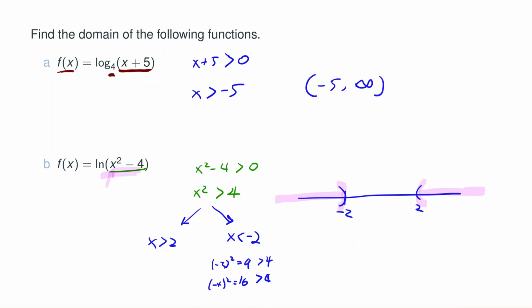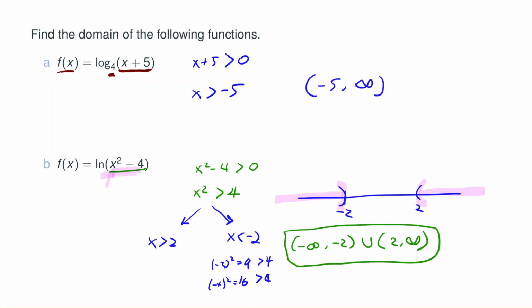So let's write the domain in interval notation. Negative infinity to negative 2, union 2 to positive infinity. Because all we care about is not being negative, nor 0. It cannot be 0 either. And it will be 0 when we plug in negative 2 and positive 2, right? But we're excluding negative 2 and positive 2 here.